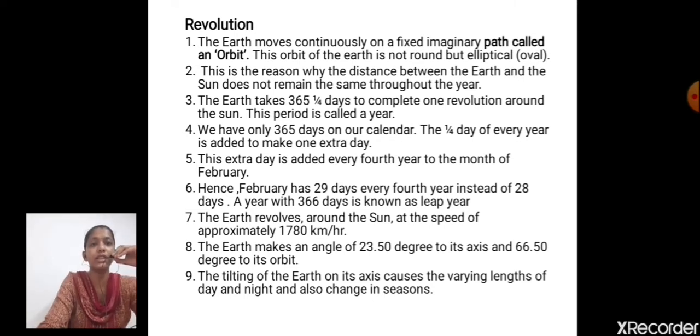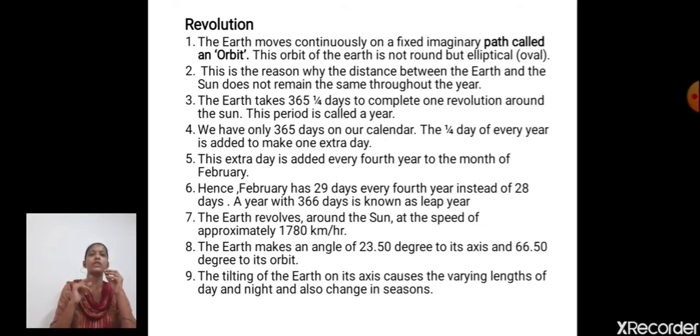We have only 365 days on our calendar, and 1/4 day every year is added to make an extra day. This extra day is added every fourth year to the month of February. So now you remember, children, what happens. Totally we have 365 days in our calendar, but when this 1/4 day is added, we get one extra day in the month of February, and that year is called a leap year.